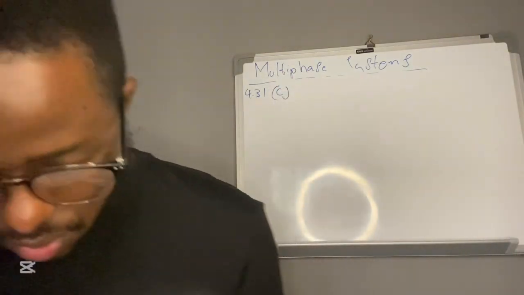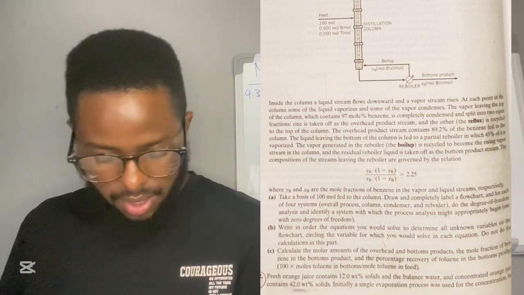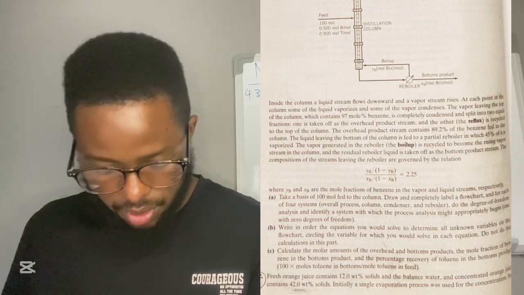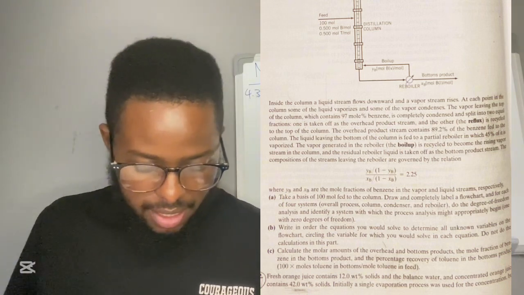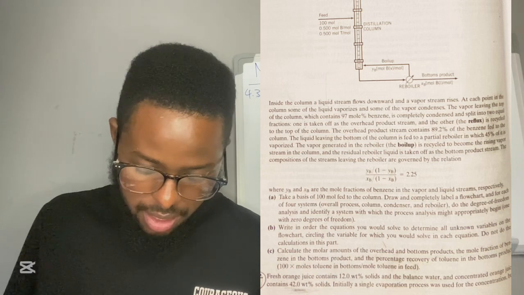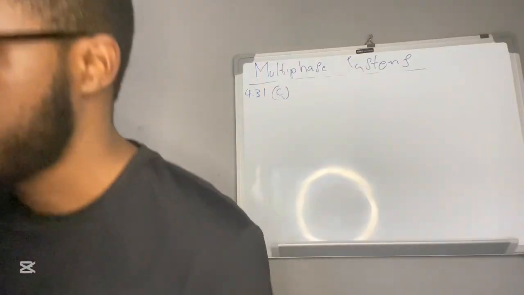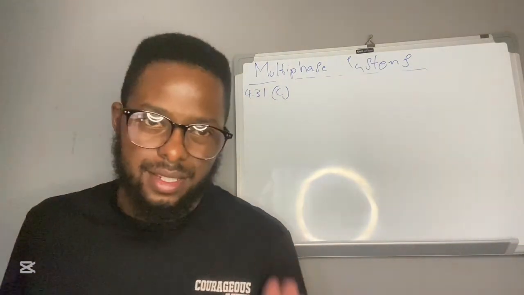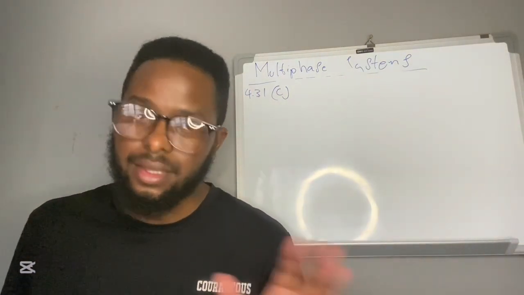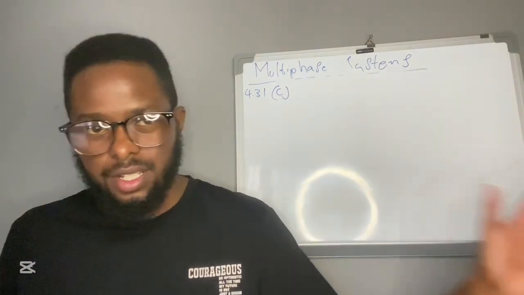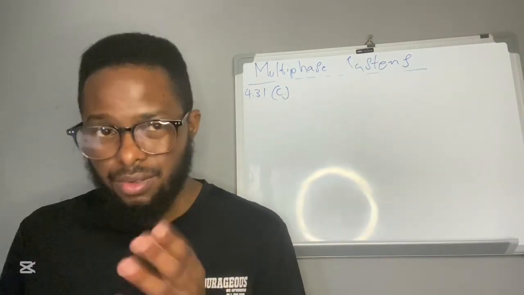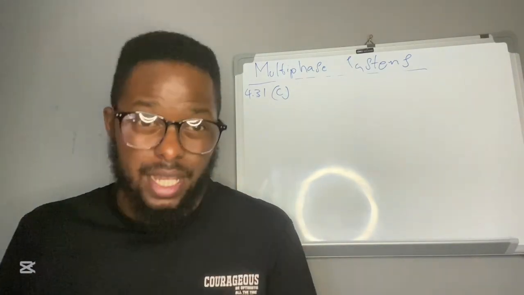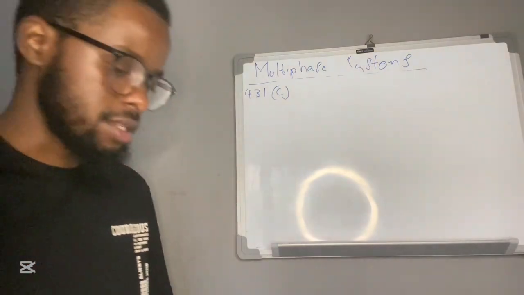Now with number C they're saying calculate the molar amounts of the overhead and bottoms, and the mole fraction of the benzene in the bottoms, and the percentage recovery of toluene in the bottoms product. So now what you need to do is take the skeleton information that you did in B and calculate them. Don't just write them there.